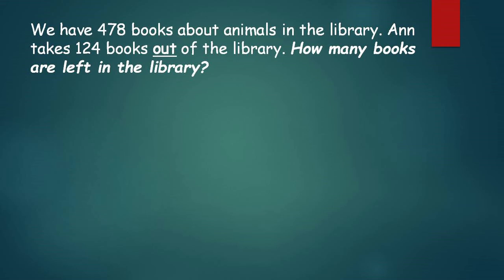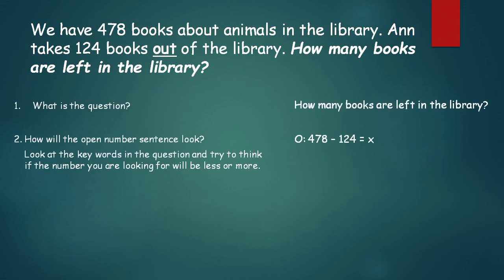Alright, so the first word sum we have is, we have 478 books about animals in the library. Anne takes 124 books out of the library. How many books are left in the library? So if we look at this example, the first thing we need to do is decide what is the question. So the question is, how many books are left in the library?